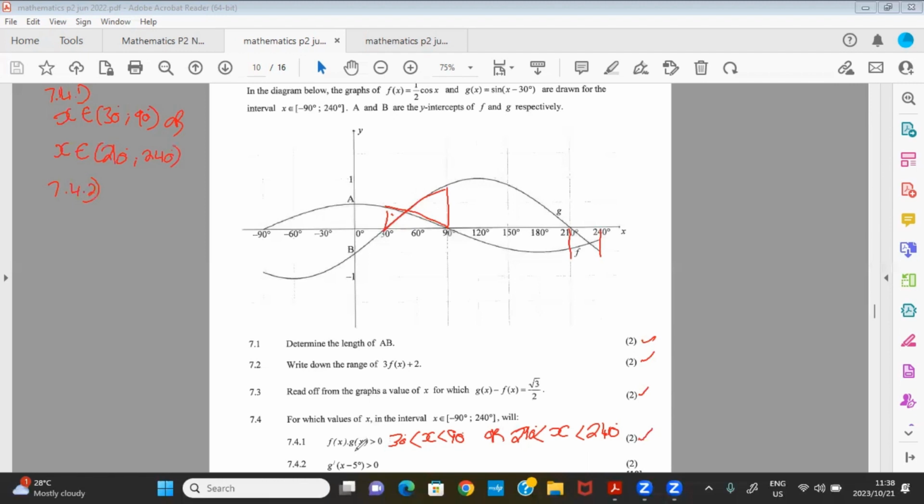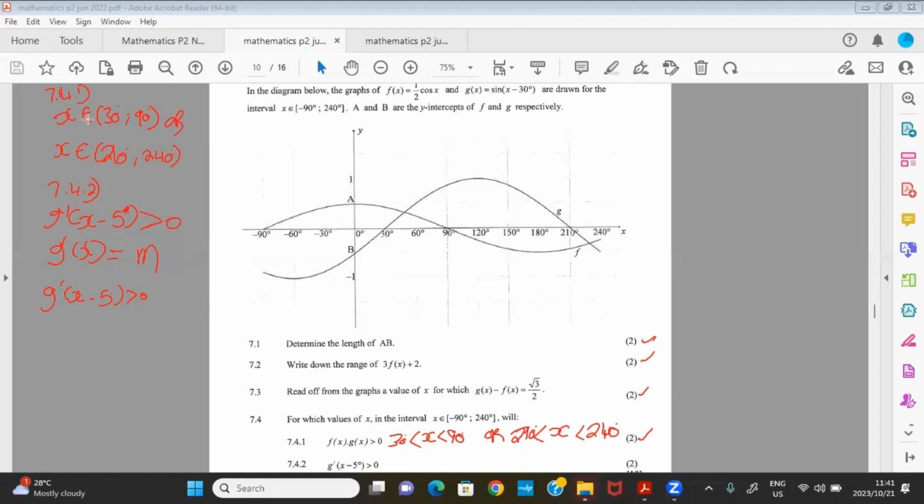Now they say, same question, for which values of x in the interval. Now please look properly for this one: g prime of x minus 5 degrees greater than 0. So my g prime x is my gradient. So g prime of x minus 5 degrees must be greater than 0. So basically, my gradient must be greater than 0. In a nutshell.